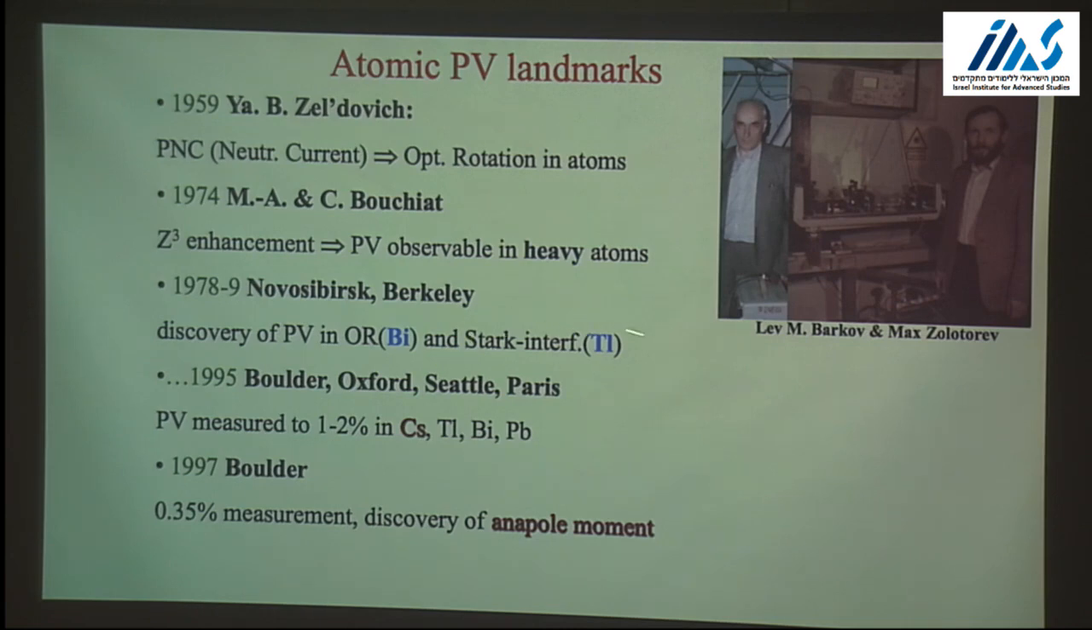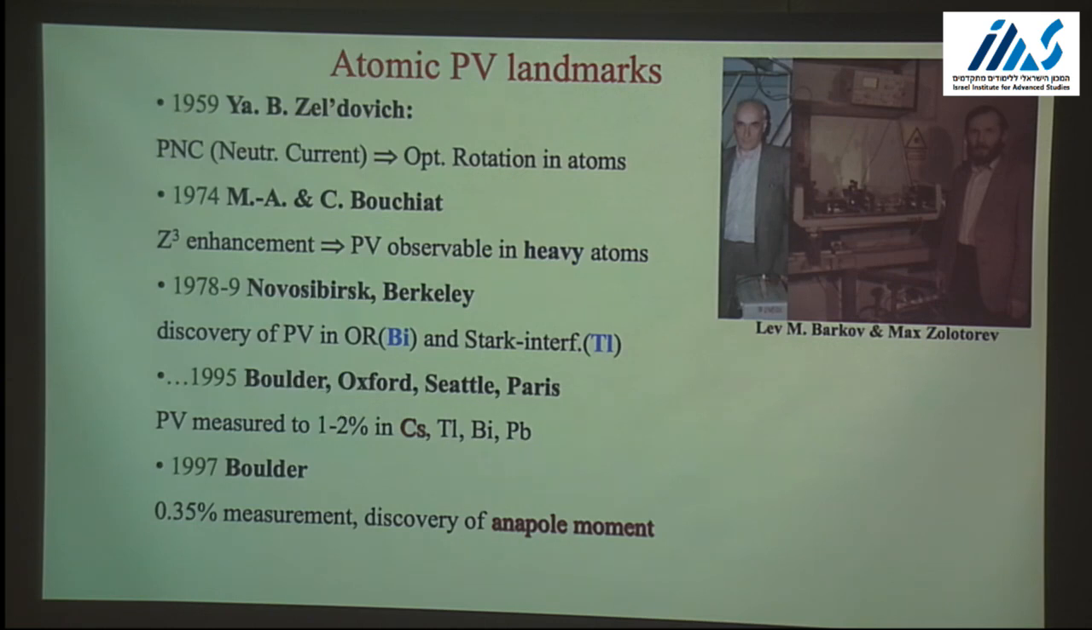And several months later, Professor Eugene Commins and his students at Berkeley observed another effect, in fact the effect I'm going to describe to you in some detail. It's called the Stark interference effect, and it was in thallium. And in between these two observations of atomic parity violation, there was an observation of weak neutral current in deep inelastic scattering at SLAC. These things together solidified the Weinberg-Salam model, which became known as the standard model later on.